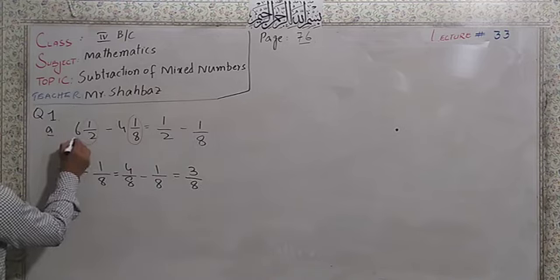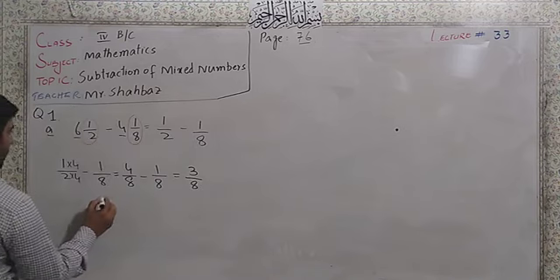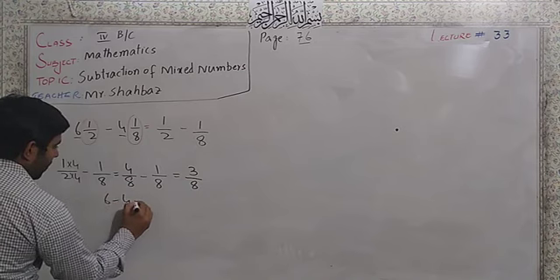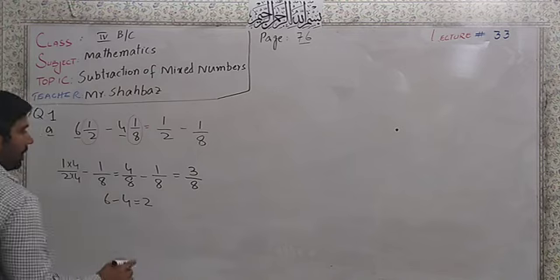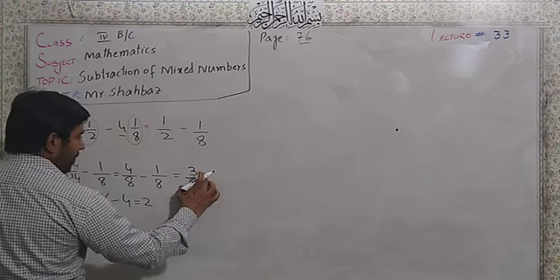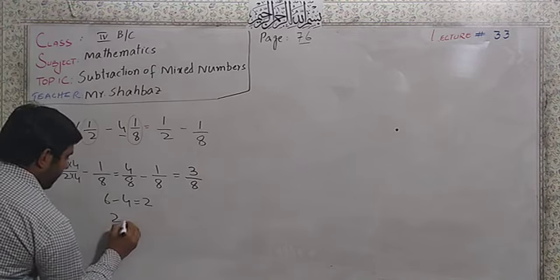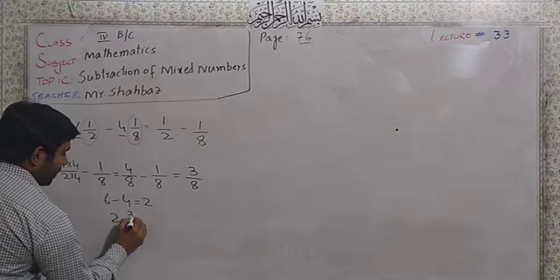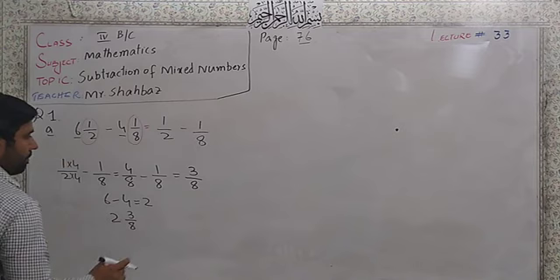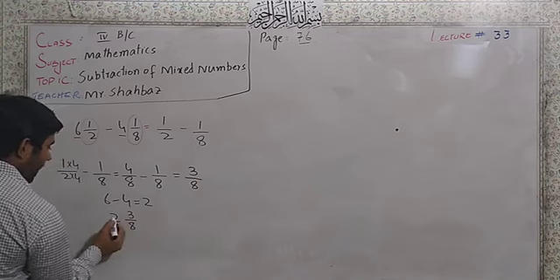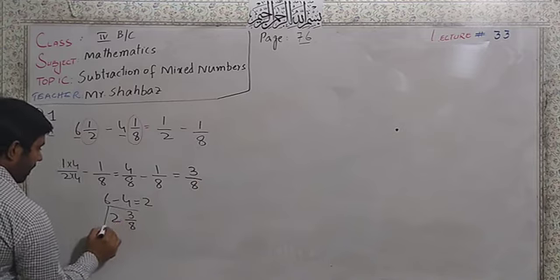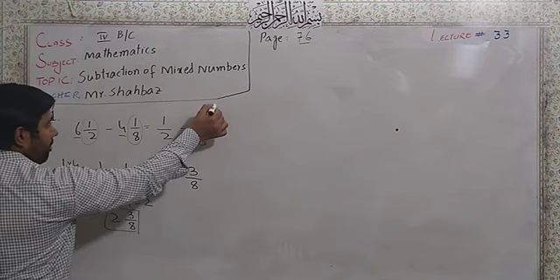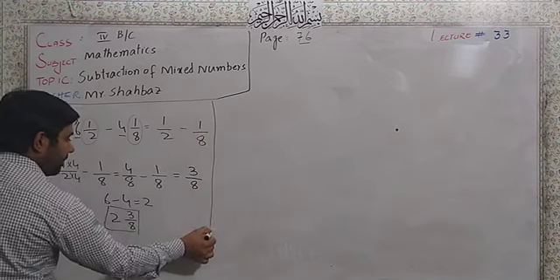Now these are the whole numbers, this one and this one. 6 minus 4 will be 2. Now we will join this with the fraction. 2 and 3 over 8. This is the fraction and this is the whole number. This is your answer.